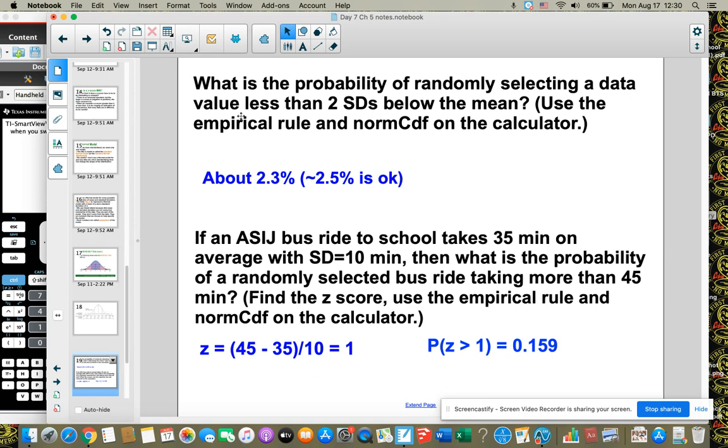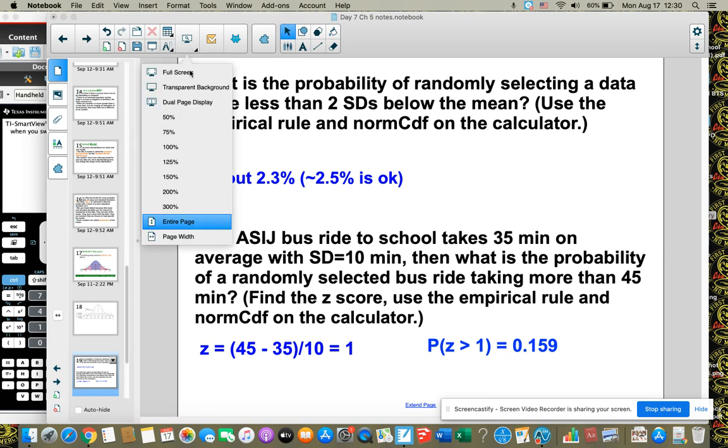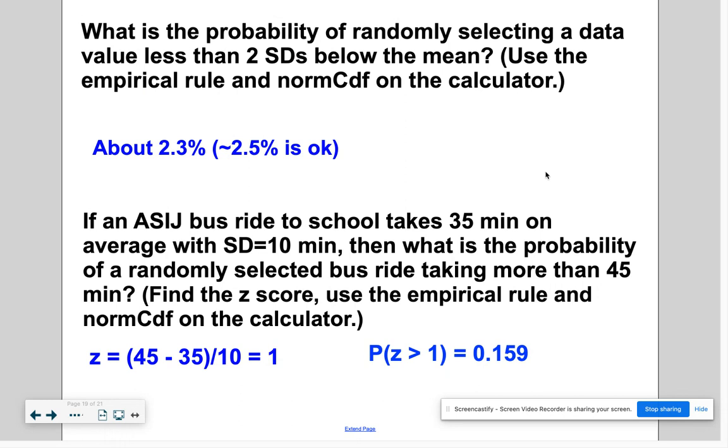The next one, if you have an ASIJ bus ride that takes 35 minutes on average. I don't know what it takes you guys to come to school, but let's just say it takes 35 minutes to take you to school. But there's a standard deviation of 10 minutes. So that means, sometimes it's 25, sometimes it's 45. There's some variation going on there. So what's the probability of randomly selecting a bus ride, or, that today or tomorrow, what's the probability that tomorrow your bus ride is going to take you more than 45 minutes?